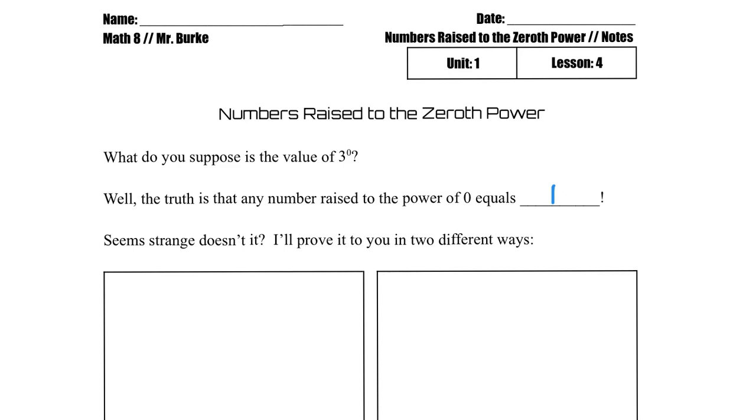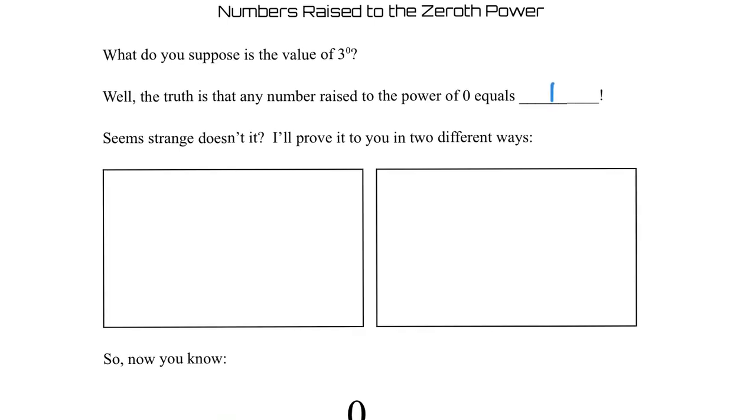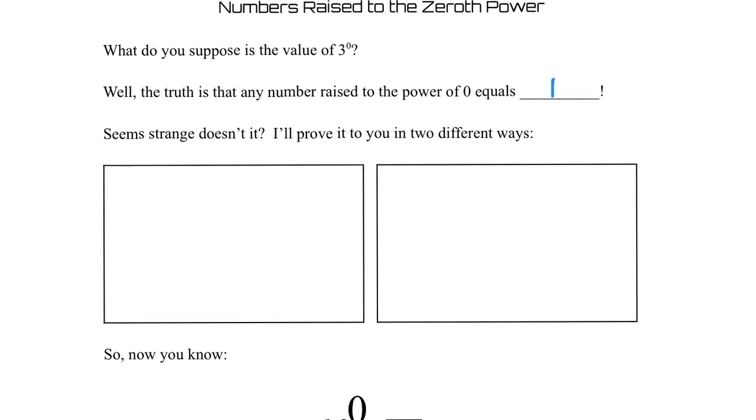What? How does that work? Okay, I will prove it to you in two different ways. Let's take, if you used your calculator, let's say you did 3 to the 3rd power. Well, that would be 27. 3 to the 2nd power, that would be 9. 3 to the 1st power, that would be 3.